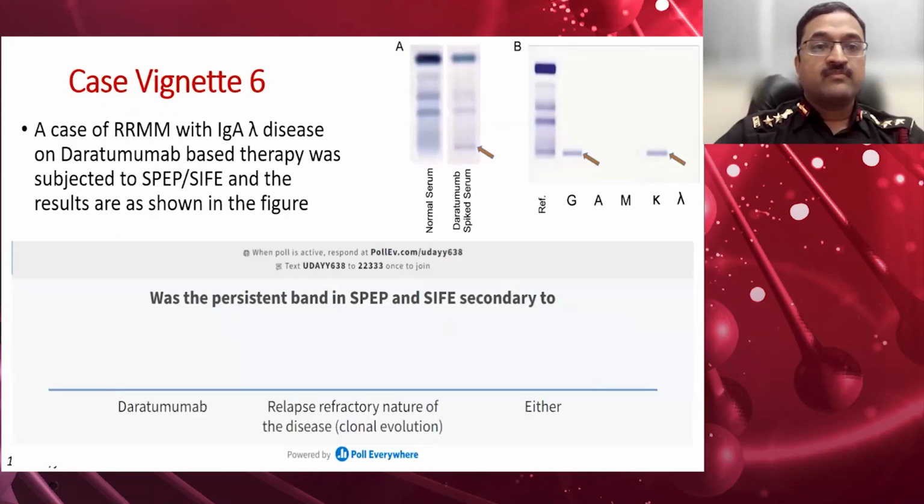Now, coming to the next question, we have a case of relapsed refractory multiple myeloma with IgA lambda disease on daratumumab-based therapy, who was subjected to protein electrophoresis and immunofixation. The results are shown here. This patient, as you can see, has a persistent band in the SPEP as well as in the SIFE. What do you think it is? Is it because of daratumumab? Is it because of the relapsed refractory nature of the disease, or is it either?